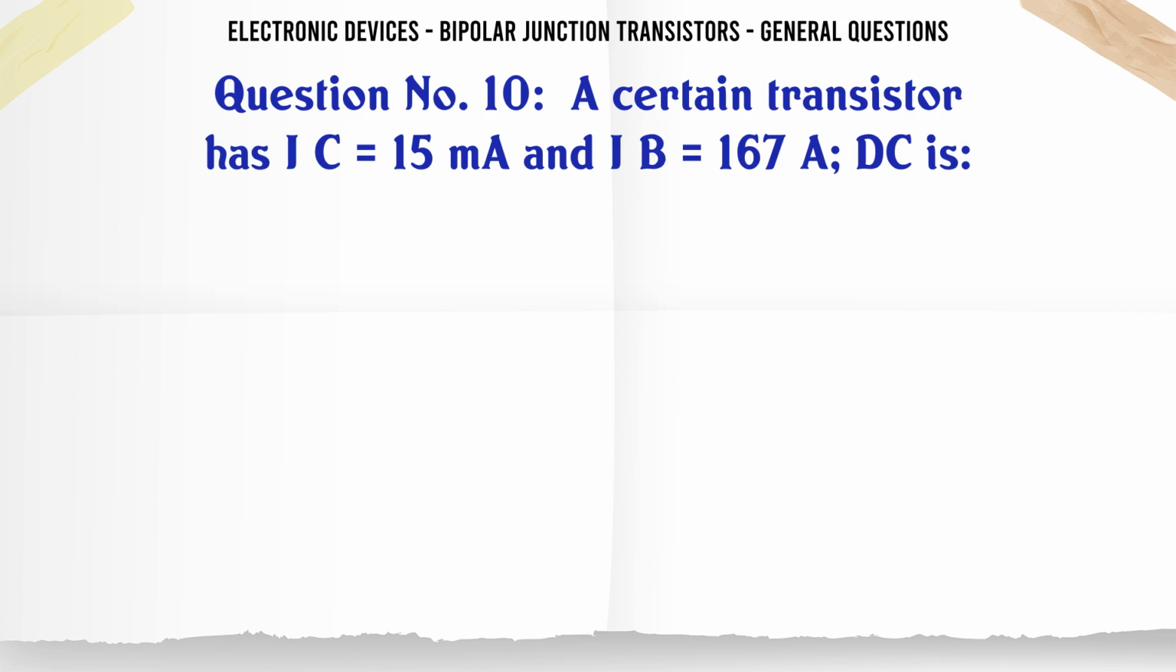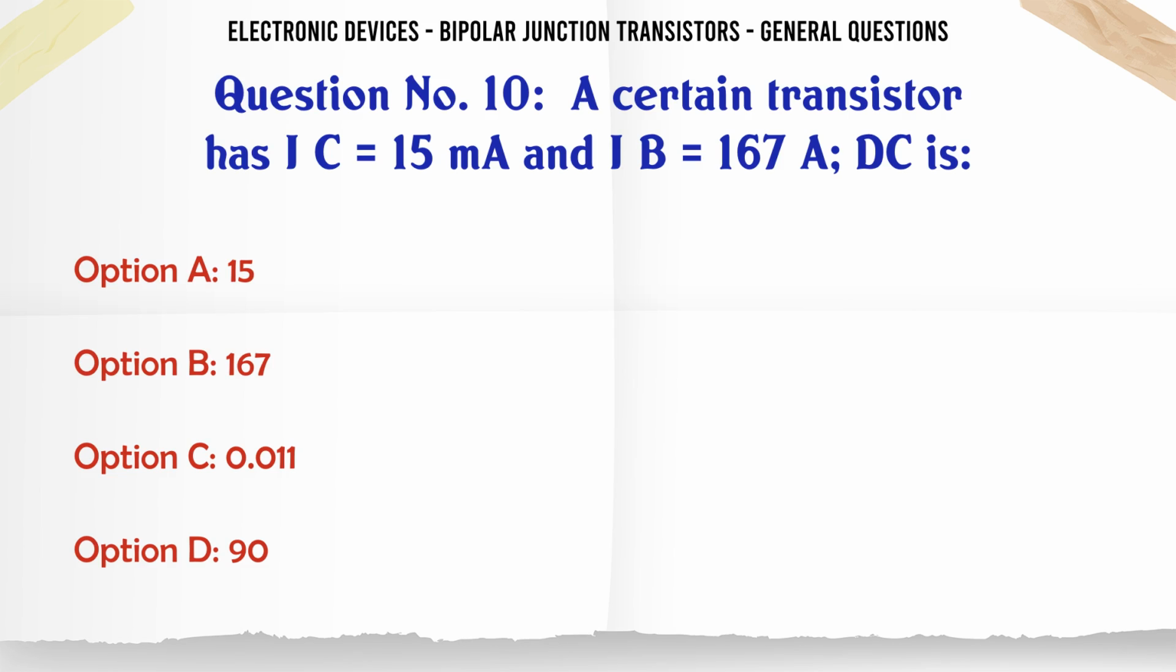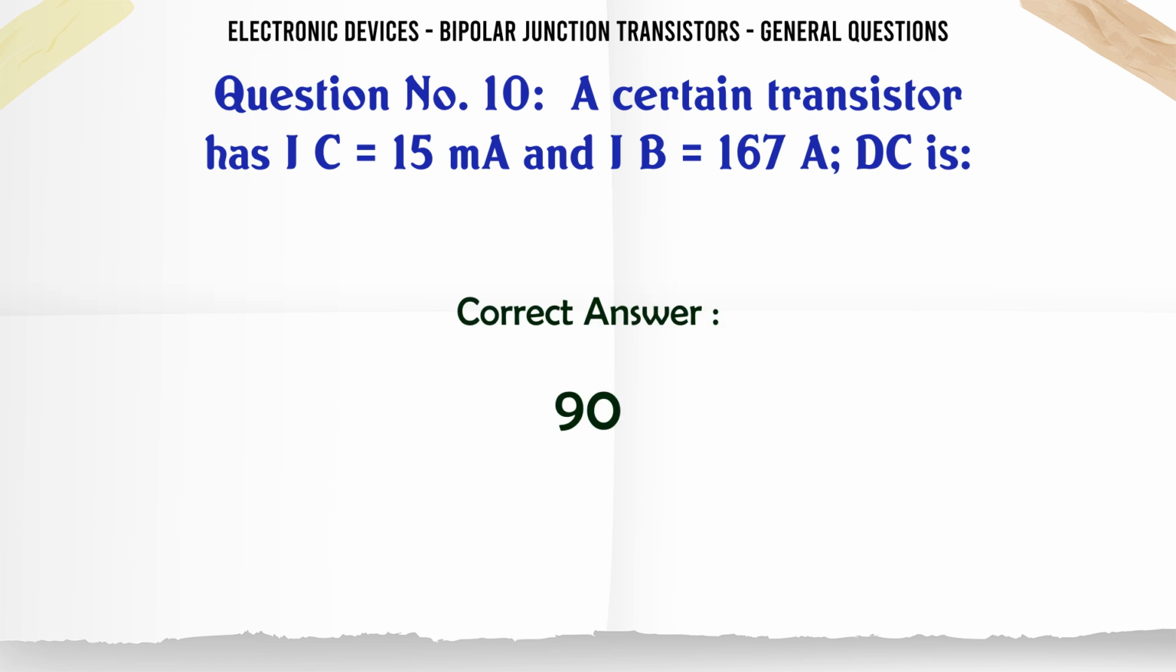A certain transistor has IC of 15 mA and IB of 167. The DC is A 15, B 167, C 0.011, D 90. The correct answer is 90.